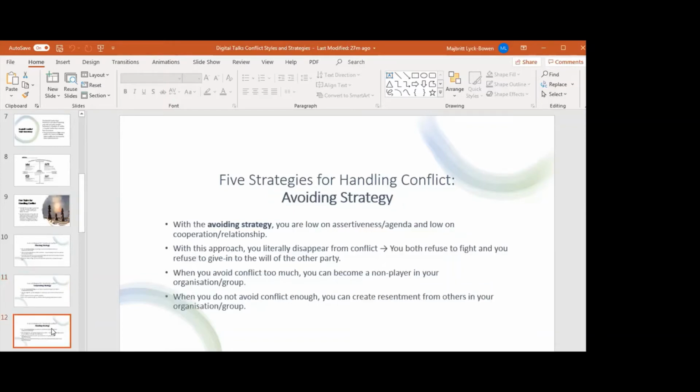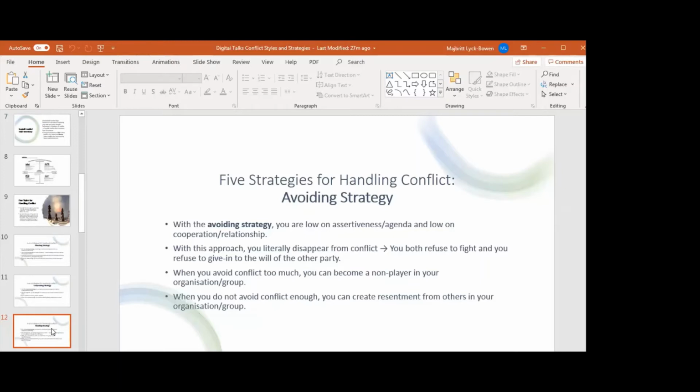Okay, next one is the avoiding strategy. This is where you're low on assertiveness and agenda. So you're low on getting things your own way. You're not particularly interested in getting this particular issue solved in accordance with your own interest. And you're also low on cooperation and relationship. And this is really the approach.